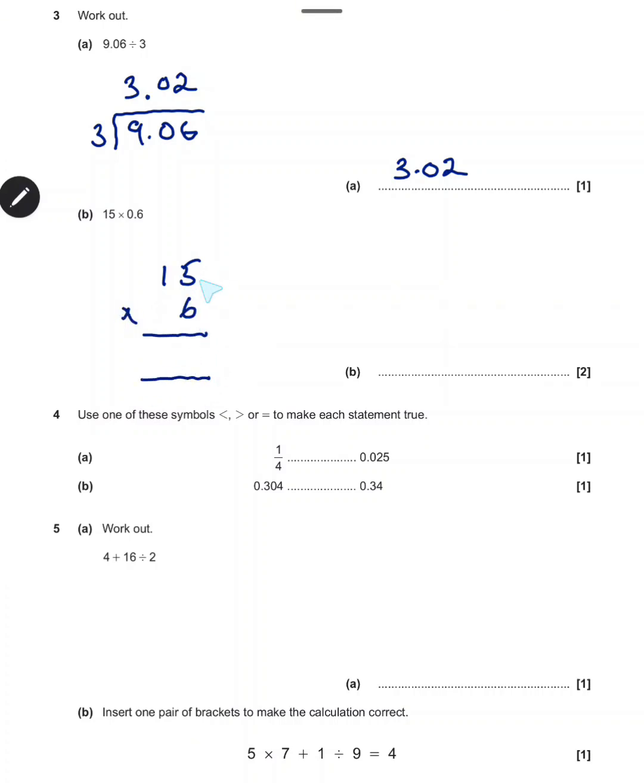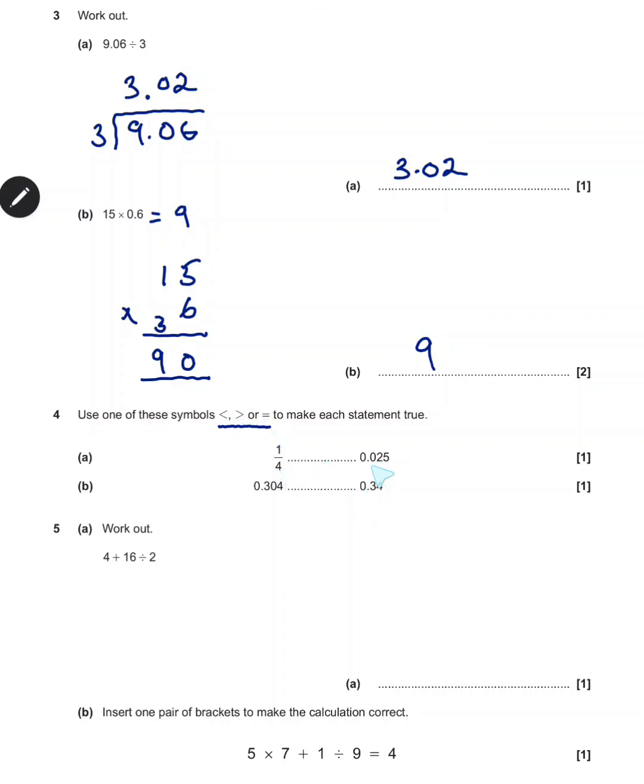15 times 0.6, I don't know, so I'm going to do 15 multiplied by 6. Get rid of the decimal. 6 5s are 30. 6 1s are 6, 7, 8, 9. So 15 times 6 is 90. This must be 9. If the 0.6 is 10 times smaller than the 6, my answer is 10 times smaller than the 90.